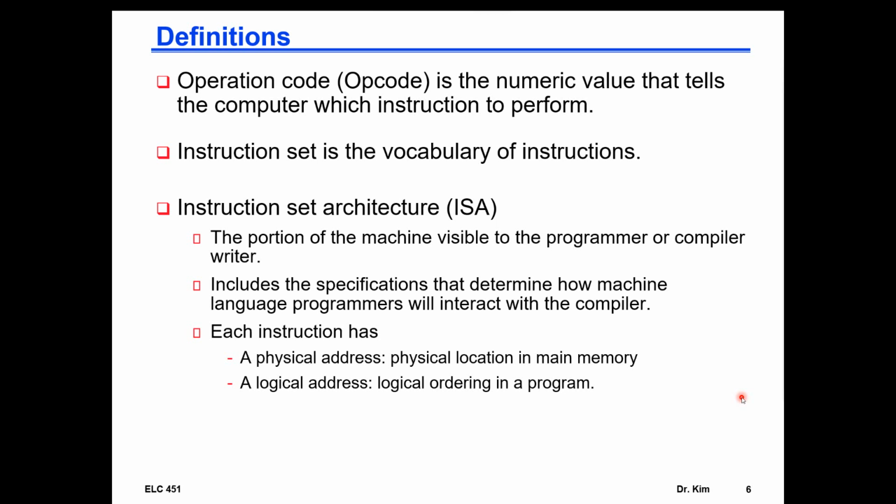So we talked about the opcode. This is the actual operation, the actual field that tells the hardware what the instruction is supposed to do and how it manages the data path after it gets decoded.